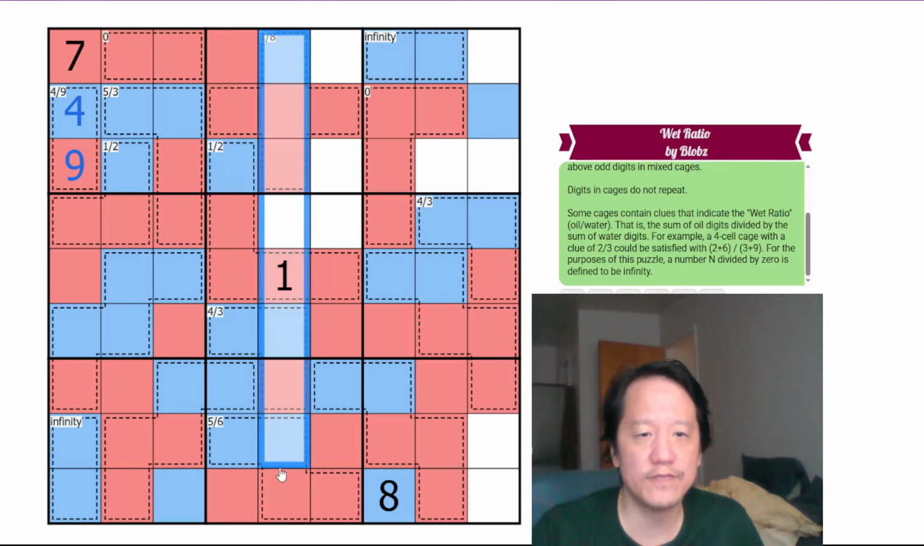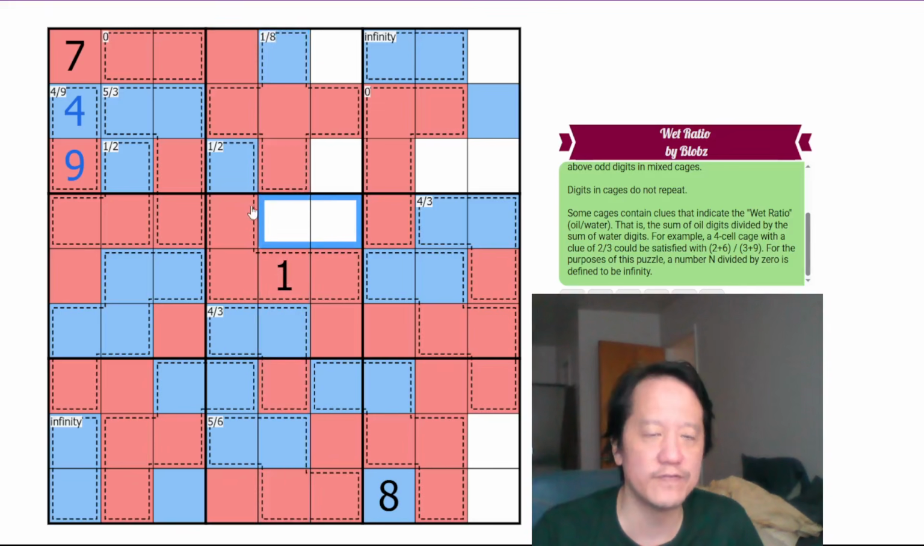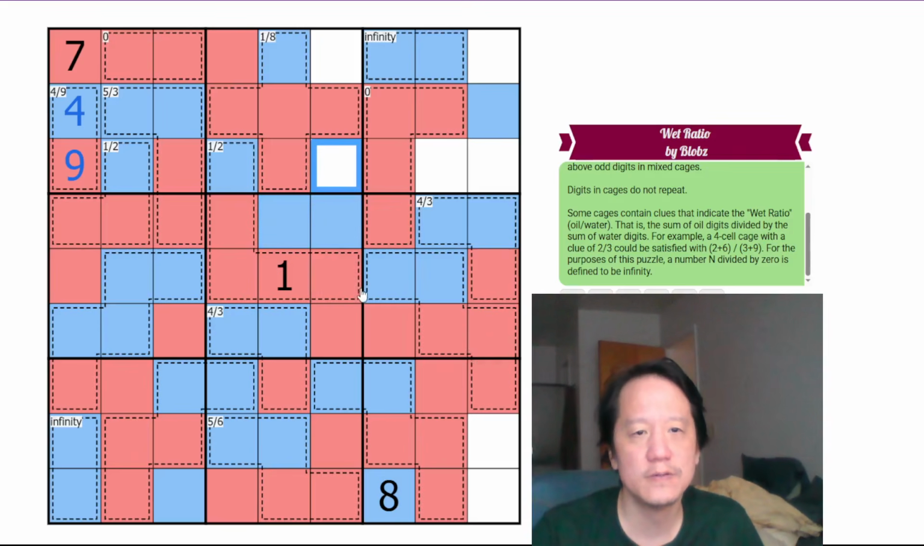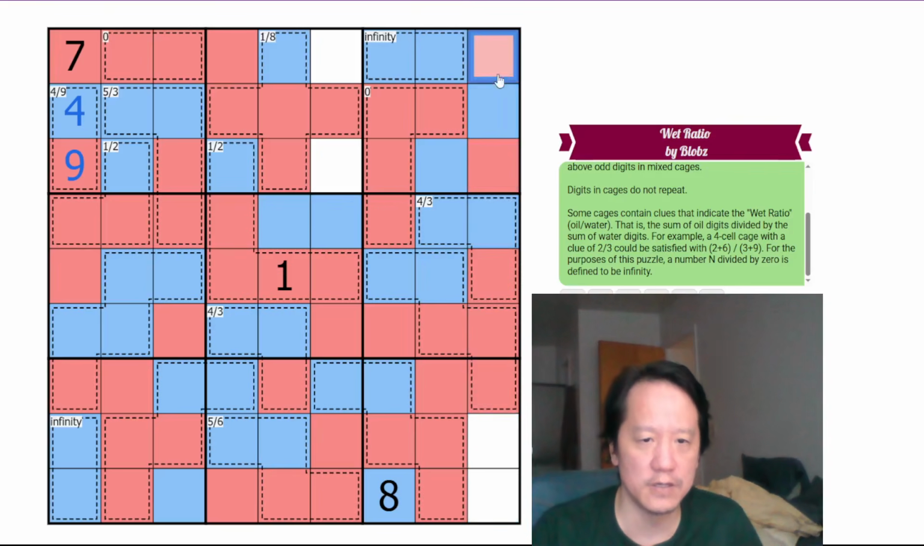We have 5 odds in column 5. Also, we have 5 odds in row 4, so the rest are even. 5 odds in column 8, so that must be even there. 4 odds in this upper right-hand box, so the rest are odds. That leaves, and we have 5 odds in column 9, so the rest are even here.